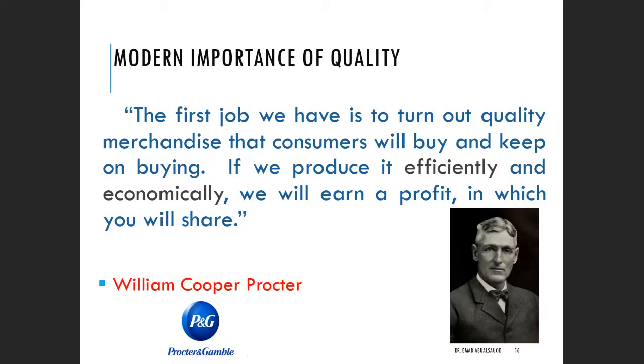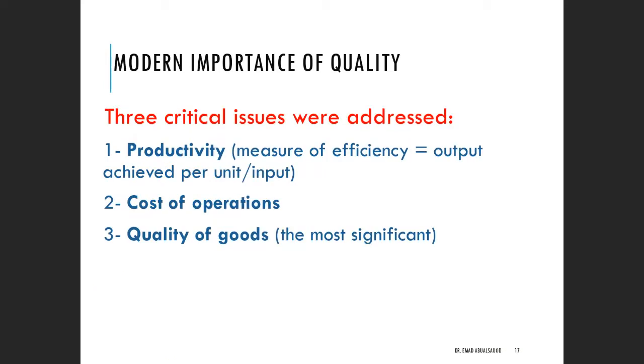Moving to a more recent company: one of the founders of P&G, Procter & Gamble, William Cooper Procter, I think he was the last one from the Procter family, was running the company. He said the first job we have is to turn out quality merchandise that customers will buy and keep on buying. So you are not just targeting first-time or new customers, but loyal customers who always keep buying from you. If we produce efficiently, meaning at a low cost, and economically, meaning you utilize your resources very well, we will earn a profit which we will share, and people will keep buying your product or attaining your service.